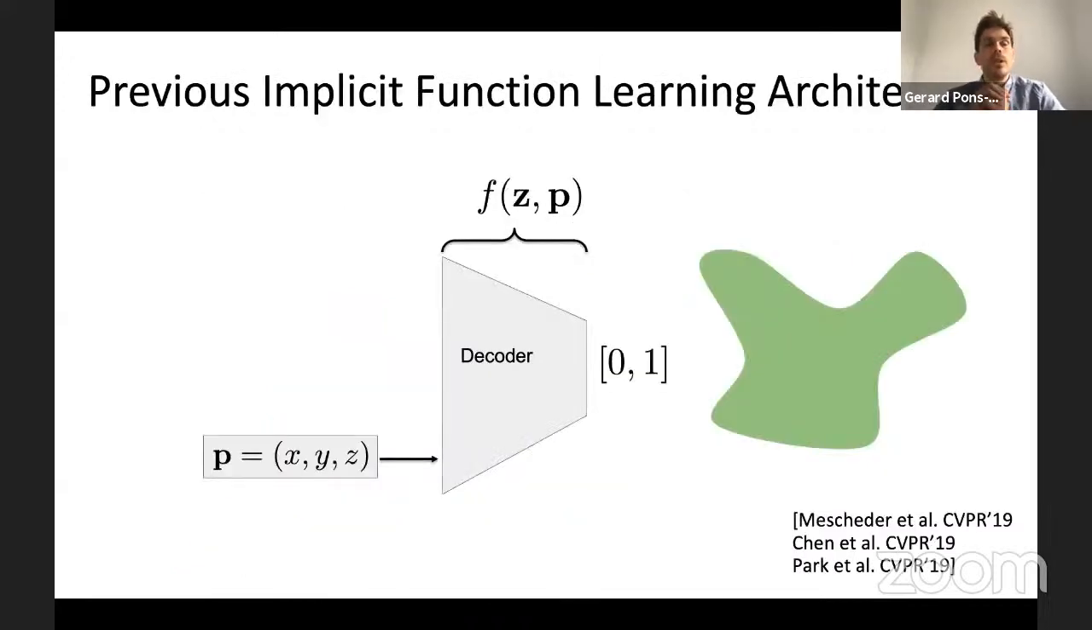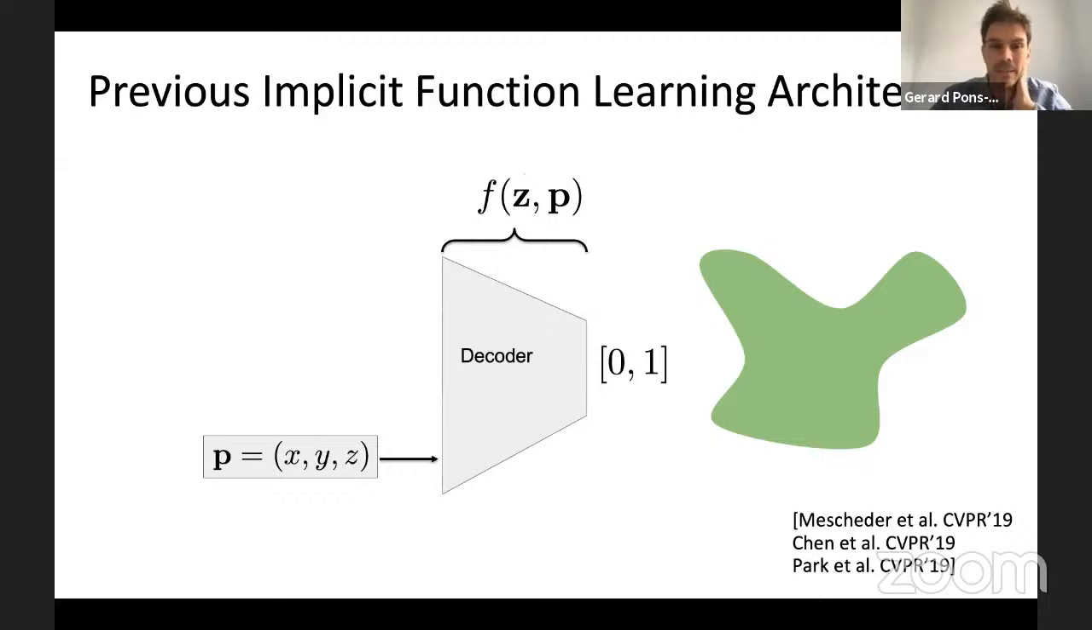Now, how is this used within the context of learning and representation learning of shapes? There were 3 papers that came at the same time at CVPR 19 with almost the same idea. It's a super simple idea, but a very powerful one. The idea is to classify every point in the 3D space as being inside or outside for a given shape. As simple as that.